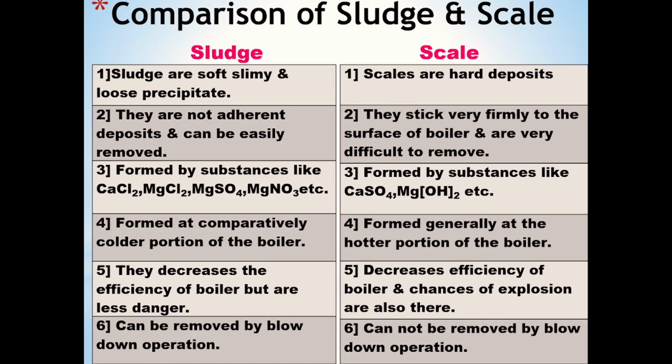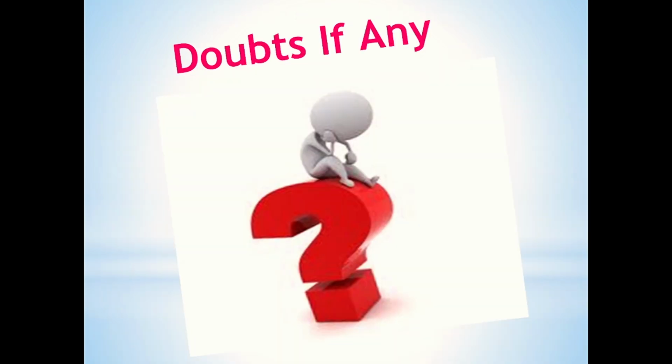This is the comparison of sludge and scale. We already discussed sludge and scale. It is a very important point to better understand scale and sludge, their comparative points. So you can go through this and better understand scale and sludge. So this is from my side, dear friends. That is the ill effects of water on the boiler during steam generation.